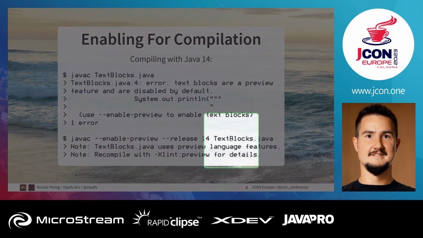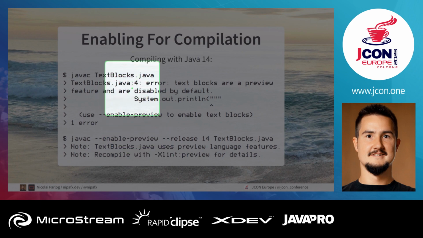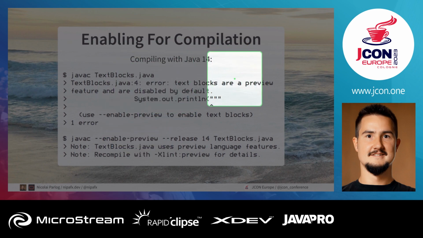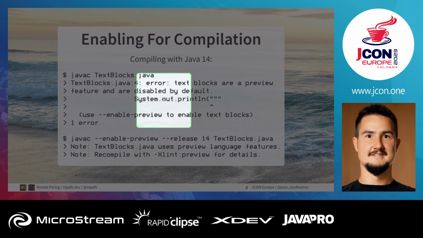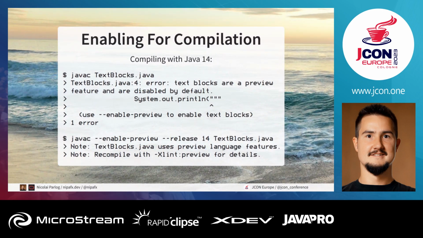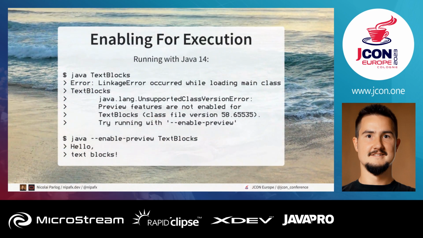So the compiler spots what's going on. It says text blocks are a preview feature, so it spotted the text block, but it says it's disabled by default. And I need to use enable preview to enable the text block. So on the next line I go javac --enable-preview, and if I do just that I get another error. I need to mention the Java version. Okay, so I try it again. javac --enable-preview --release 14, and now it works. The compilation goes through, but I do get a warning. I do get pointed out to me that this is a preview feature.